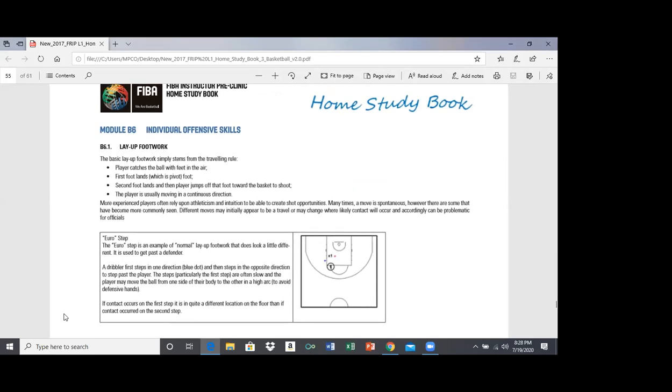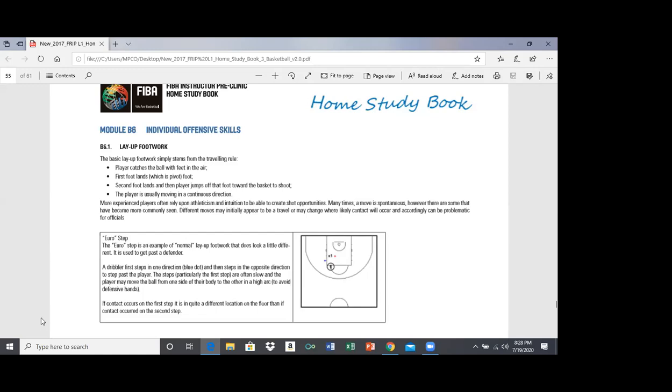More experienced players only rely upon athleticism and intuition to be able to create shot opportunities. Many times, a move is spontaneous. However, there are some that have become more commonly seen. Different moves may initially appear to be a travel or may change where likely contact will occur and accordingly can be problematic for officials. The first one is the Eurostep.